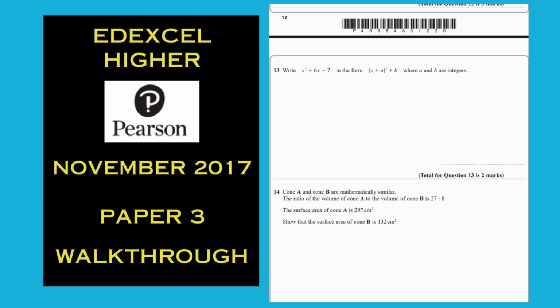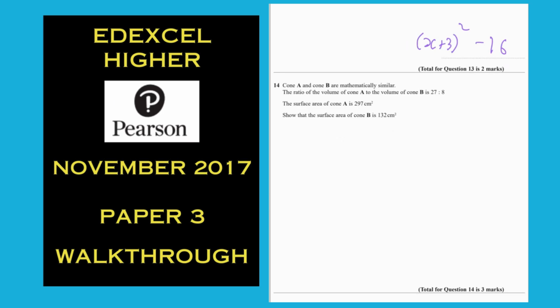Number 13, they come up all the time. It's bog standard, complete the square. So you just get into automatic mode, halve the number next to x, square it and take it away. Don't forget about the -7. And simplify. -7, -9, take away 7. We go down to -16.